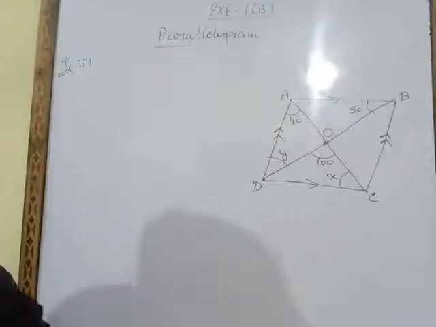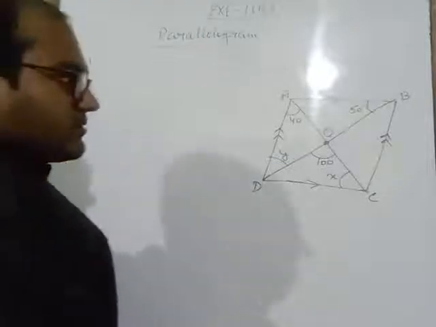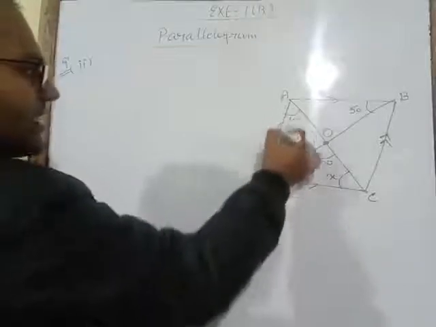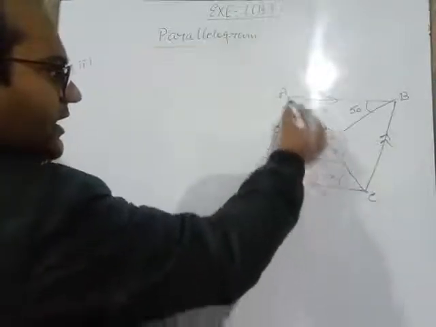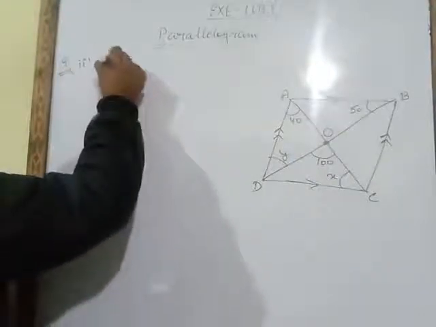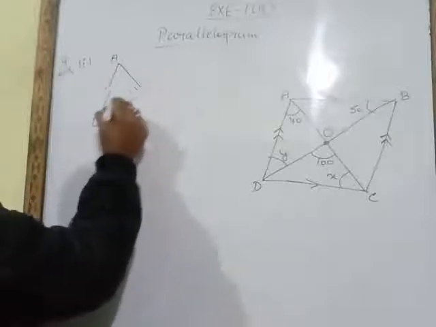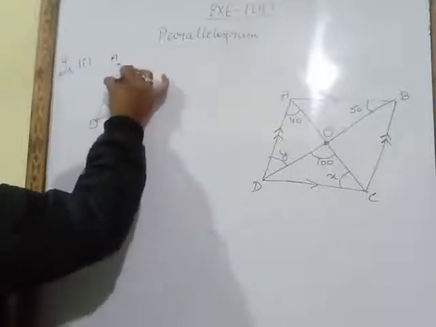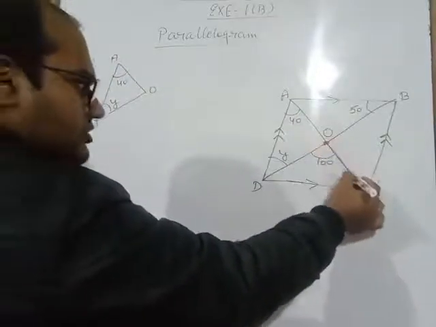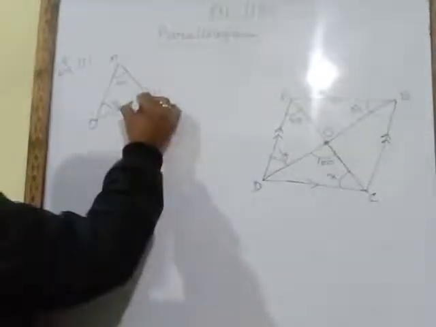Now, in order to find the value of X and Y, what we have to do? First thing, we can take this figure. Triangle we will take first, triangle ADO. Here it is Y, here it is 40 degree, and this AO line is produced up to C. So we will also produce it up to C, and here it is 100.